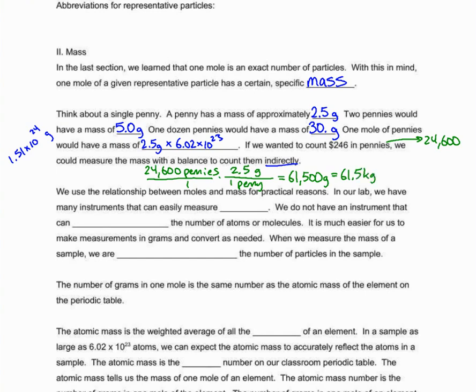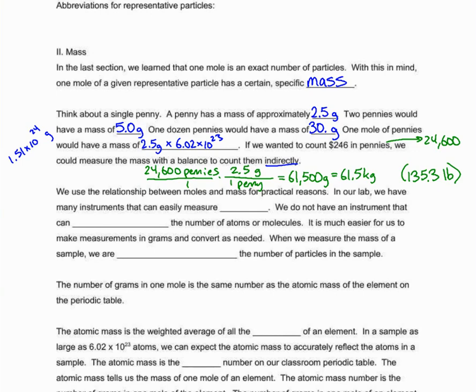For those of you that don't use the metric or SI system very often, this is 135.3 pounds. So if you measured out 135.3 pounds of pennies, we would say that we indirectly counted $246. We'll use the same relationship between moles and mass, and this is for practical reasons.